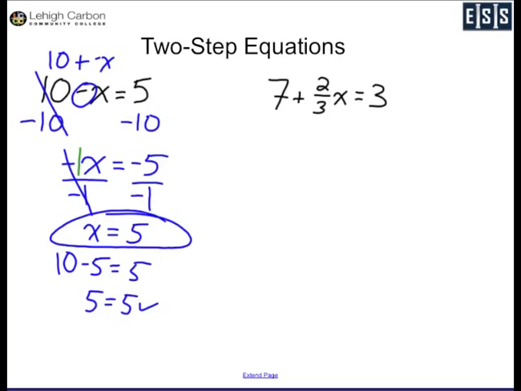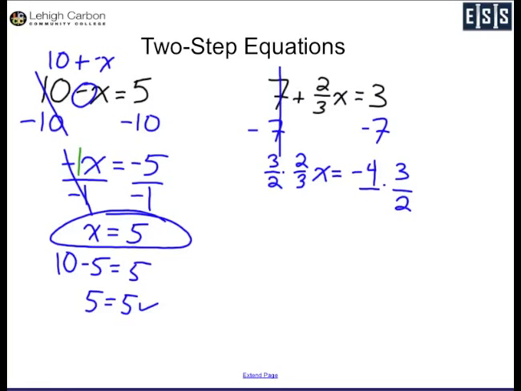Our last example, 7 plus 2/3 x equals 3. Again, start by undoing my adding, so I'm going to subtract 7 from both sides. And I get 2/3 x equals 3 minus 7 is -4. Now 2/3 x equals -4. To undo multiplying by 2/3, I'm going to multiply both sides by 3/2.